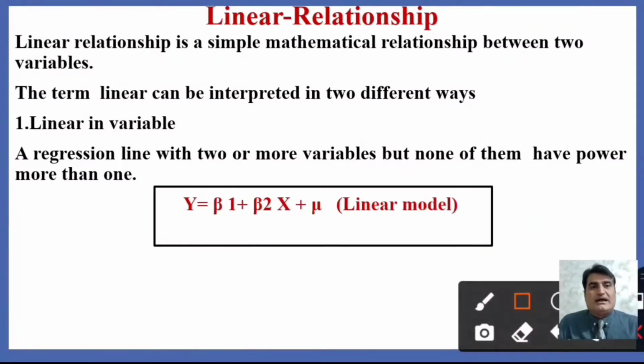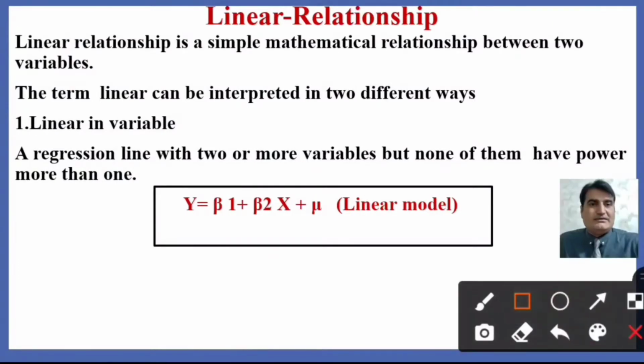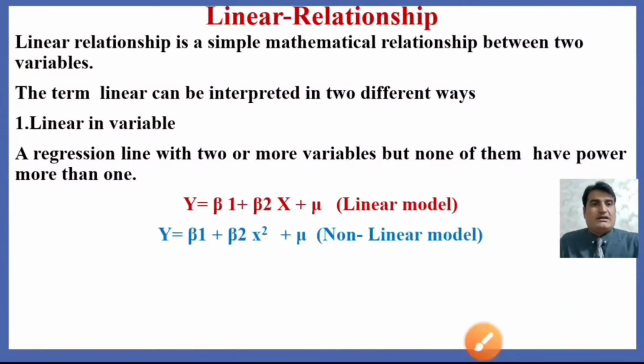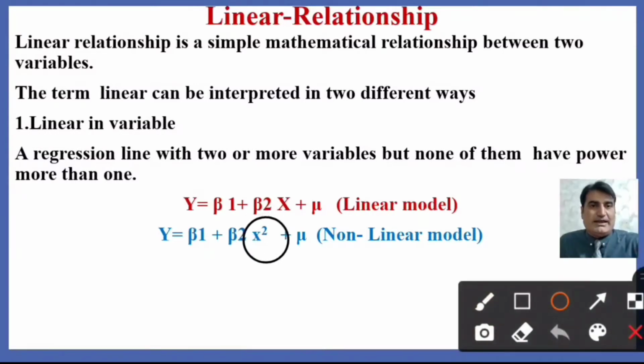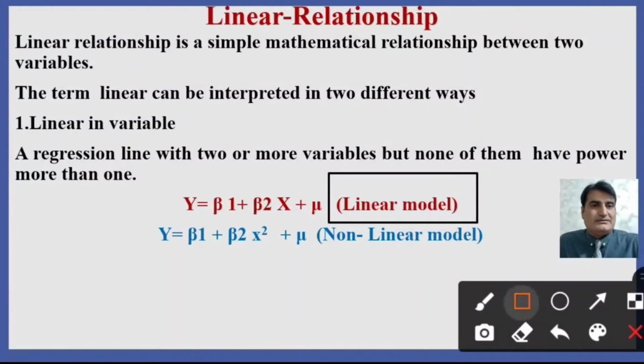This is linear in terms of parameters and linear in terms of variable. X is a variable and beta 2 is the parameter. X has no power more than 1, so this is the linear model. This is the non-linear model, where X has a power more than 1. This is the variable x having a power more than 1, but here x is raised to power 1. This is the linear model and this is the non-linear model.